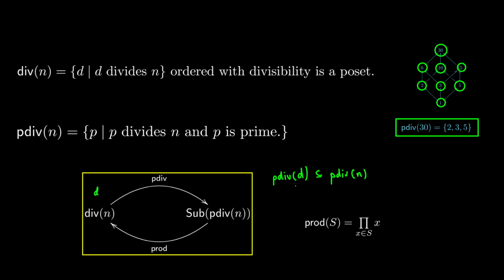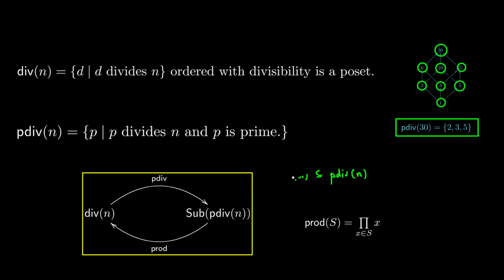And so for that reason, it's going to be an element of the set of all subsets of the prime divisors of the integer n. Okay, good. So we have a map which is given by simply this pdiv, which goes from the divisors of n into all subsets of prime divisors of n.